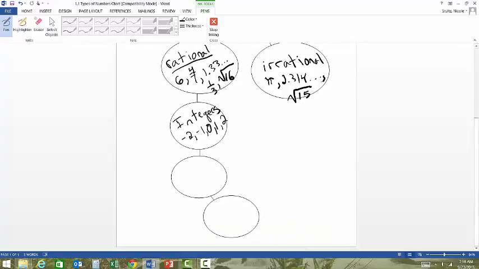Within the integer family, we have whole numbers. Whole numbers are just from 0 to infinity. And then within the whole number family, we have naturals. Those are pretty much the same thing except no 0 for natural numbers.